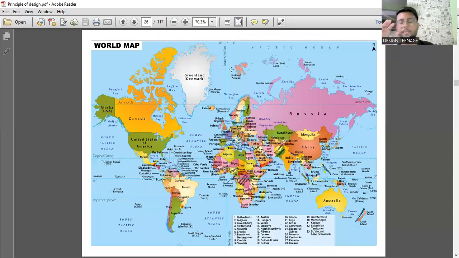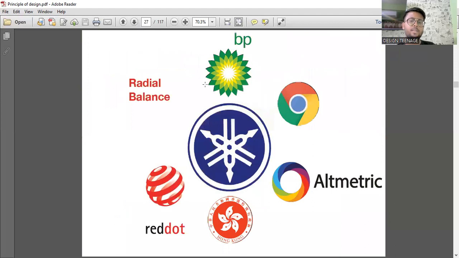Fine. Now, this is one of the best examples of asymmetrical balance, the world map, where everything looks different and everything is asymmetrically balanced. Moving down, we have the radial balance, which we need to check out. This is not really that important for your exam, but still we will check it out in the next class and quickly proceed with the next part, that is emphasis, contrast, and all these things.